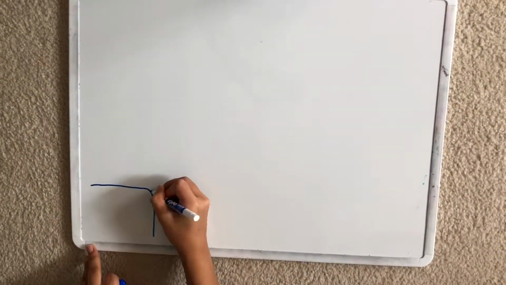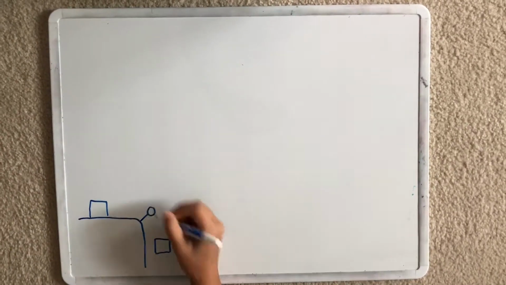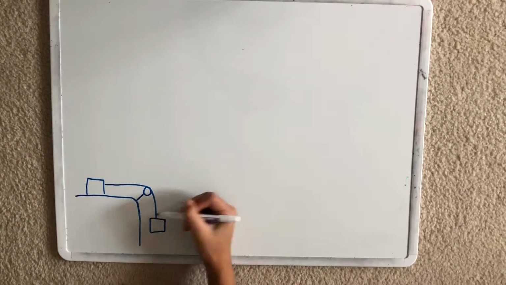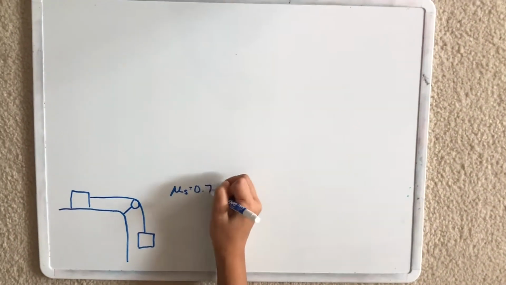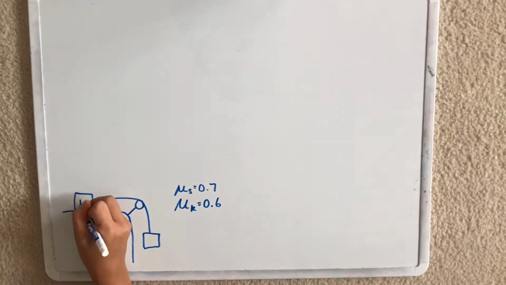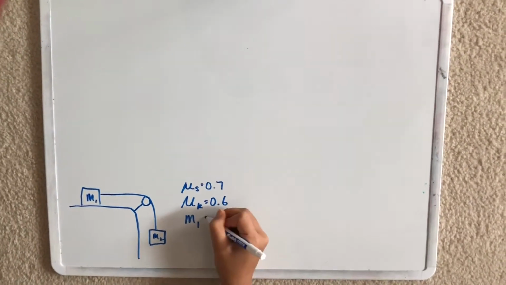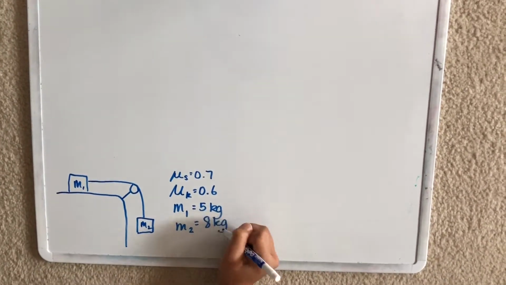For this Atwood machine, two blocks are connected by a string of negligible mass over a massless pulley with friction. One is on a surface and the other is hanging from the string, as shown by the diagram. Your coefficient of static friction is 0.7, and the coefficient of kinetic friction is 0.6. Mass 1 has a mass of 5 kilograms, and mass 2 has a mass of 8 kilograms.